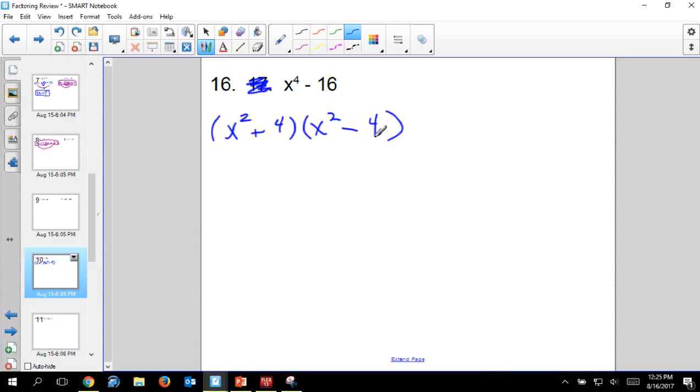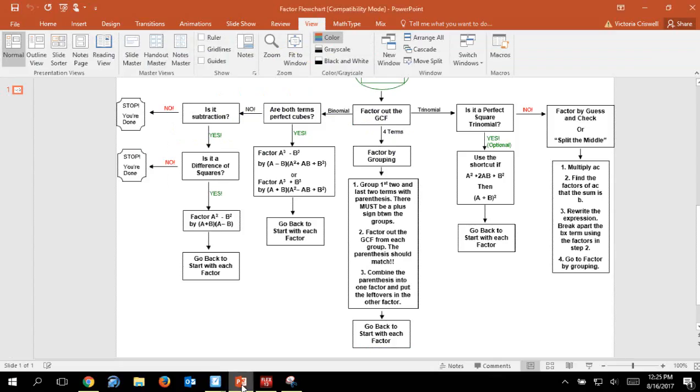So make one plus, one minus. And then what do we do? We gotta check each one. Because it's not x to the first power, it's to the second power, so it's possible we can go further. X squared plus 4, go through the factor flow chart. X squared plus 4 is a binomial, not cubes, not subtraction. X squared plus 4 is done. But I go through it again with x squared minus 4.